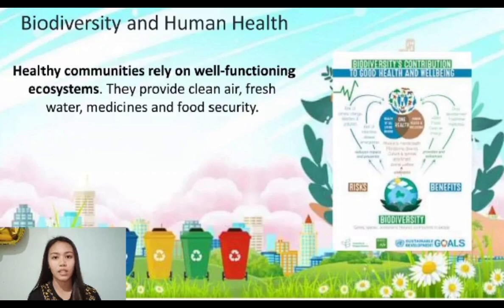So think of it like this. Ecosystems are like the Earth's support system. They give us essential things we need to survive and thrive. Now, these ecosystems provide us with clean air to breathe, clean water to drink. Many medicines come from the plants and the animals, and they help us to ensure that we have enough food to eat. So let us take a look at this infographic right here.